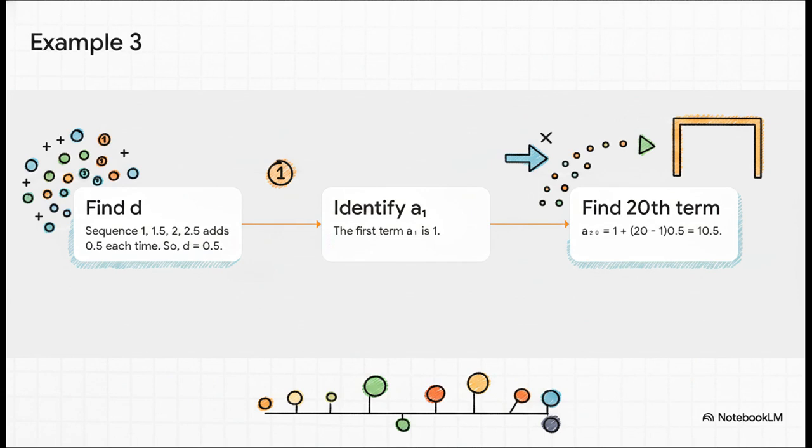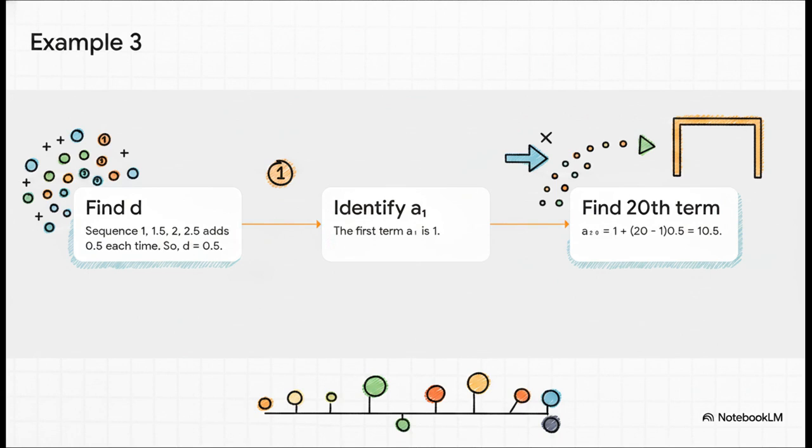Let's move on and see how this builds when we introduce decimals into the mix, because it works exactly the same way. The sequence here is 1, 1.5, 2, 2.5. It is definitely an addition pattern, but this time we're adding 0.5 each time. So our common difference d is 0.5.